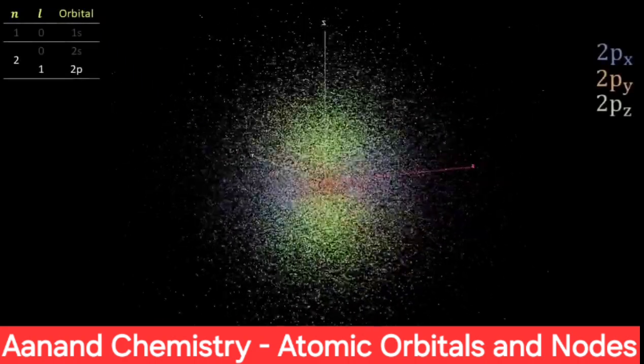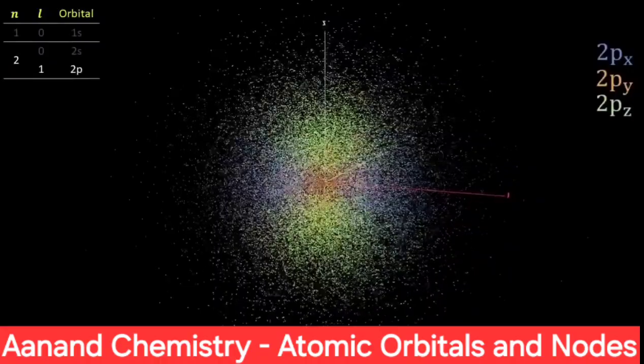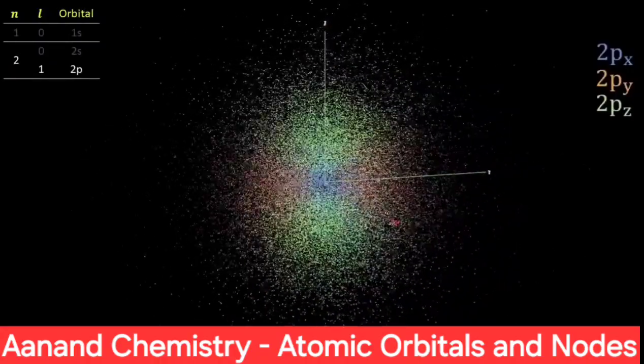If we display all 3 orbitals at the same time, the complete electronic cloud becomes somewhat confusing, but shows a high degree of symmetry.